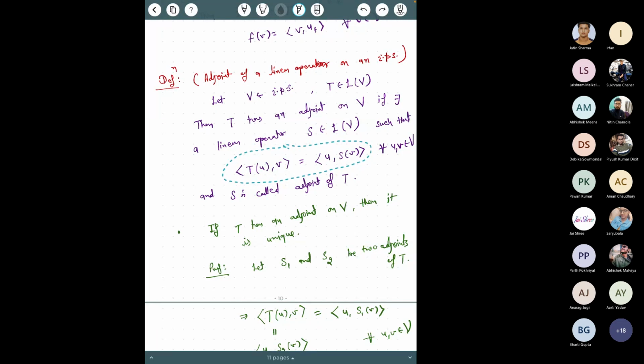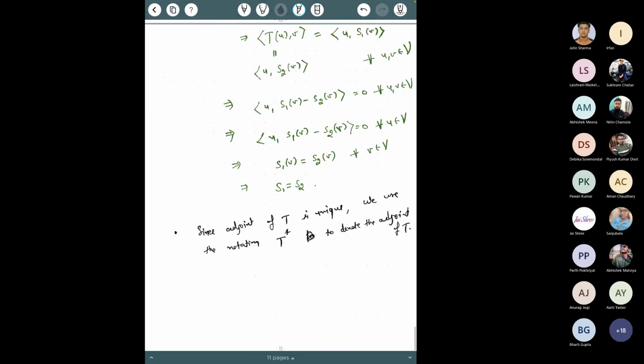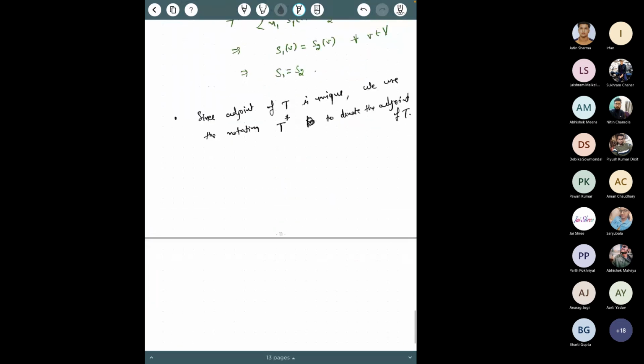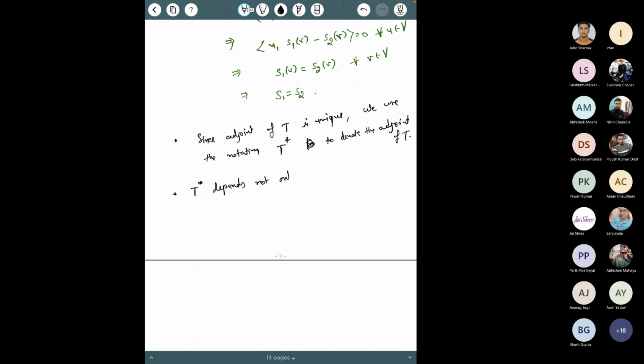So if I change the operator, then I will get a different adjoint. Or for the same operator, if I change the inner product, then the adjoint also changes. So the adjoint of an operator depends not only on T but also on the inner product. This is an important point to mention: T star depends not only on T but also on the inner product.